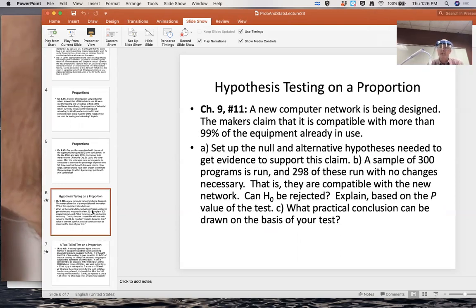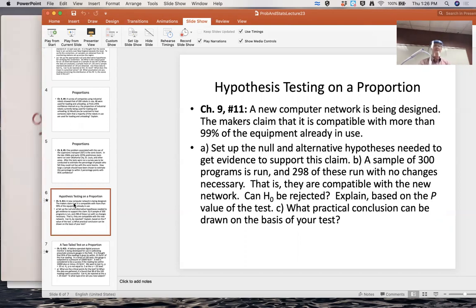A new computer network is being designed. The makers claim that it is compatible with more than 99% of equipment already in use. Wow, that's a large null value that we're going to end up using there as a percentage. It's compatible, that's the claim. It's compatible with more than 99%.